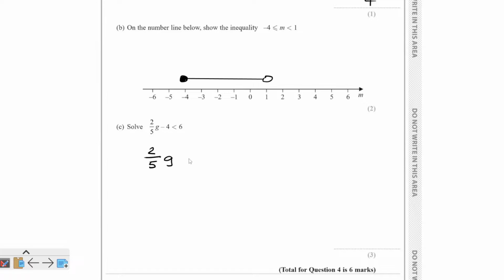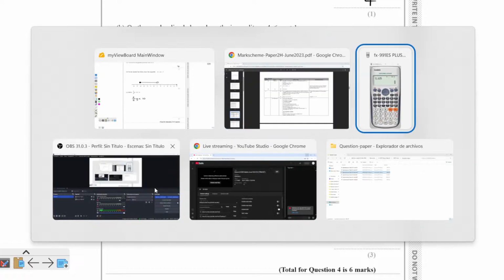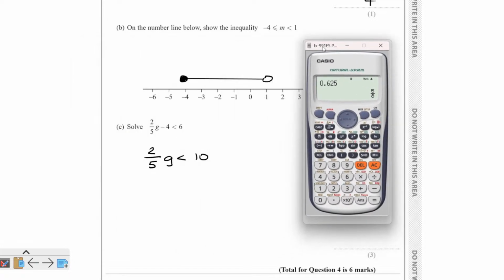I'm going to move the 4 first. That means I need to add it because it's currently a minus. So if I add 4 to both sides, I now have 10. And then I want to move the 2/5. Now you can obviously do it just yourself without a calculator by multiplying by 5 and then dividing by 2. That's fine. But because this is a calculator paper, I might just use that.